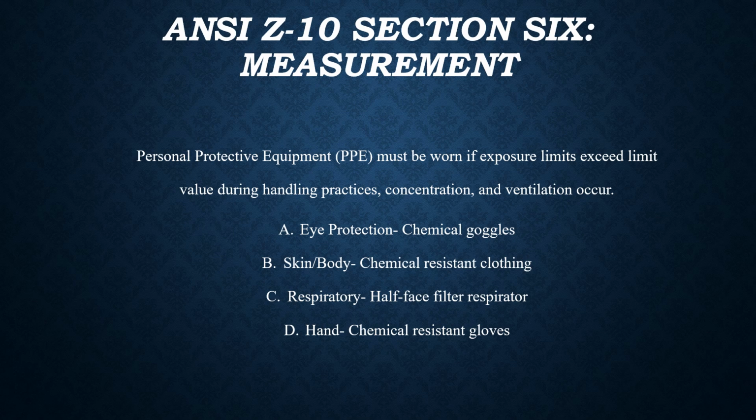Now the PPE that we need is eye protection, preferably chemical goggles, skin and body protection, which consists of chemical resistant clothing, respiratory equipment, preferably half face filter respirators, and hand equipment, which is chemical resistant gloves. All PPE must be worn if exposure limits exceed value during handling practices, concentration, and ventilation.